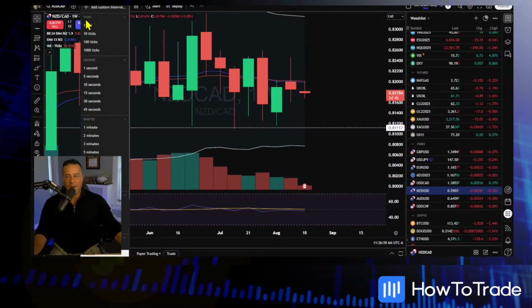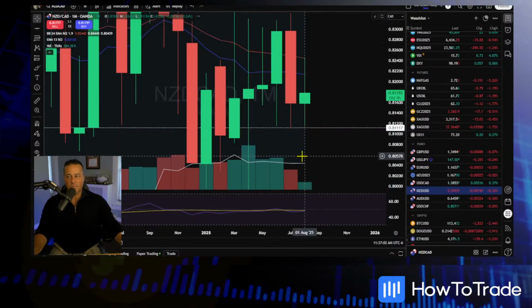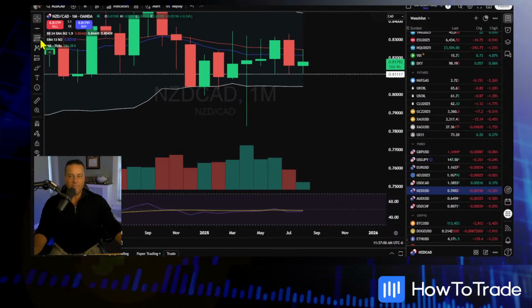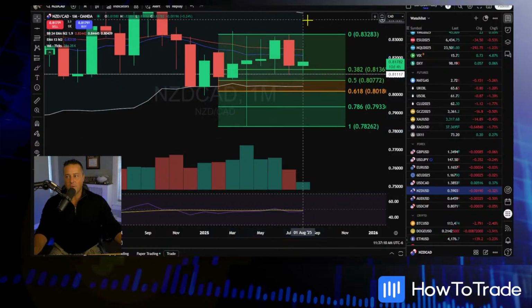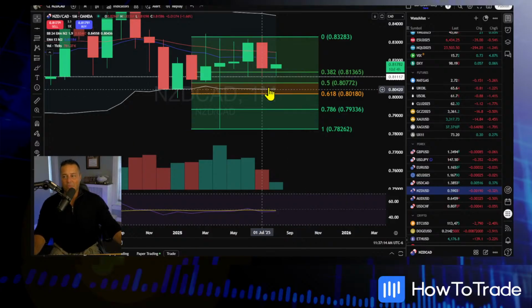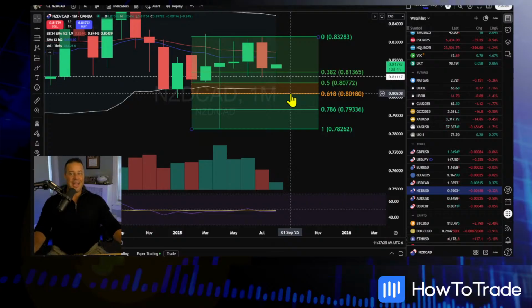Let's back off to a monthly chart. What do you got? Very similar to what we just looked at on the Kiwi dollar. 38% holding firm at 81.36. I'd probably be waiting for that, maybe a little penetration there, and then we can bid that down near that weekly triple bottom, something like that. And then if you get the big move, of course, we're down there at 80, ready to go. I just don't know that you're going to get that kind of a move here with the Kiwi CAD.